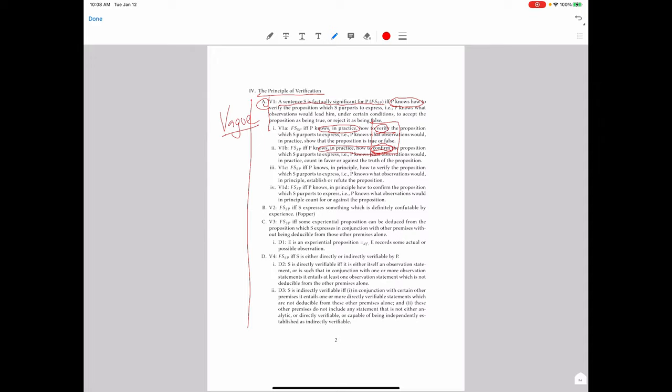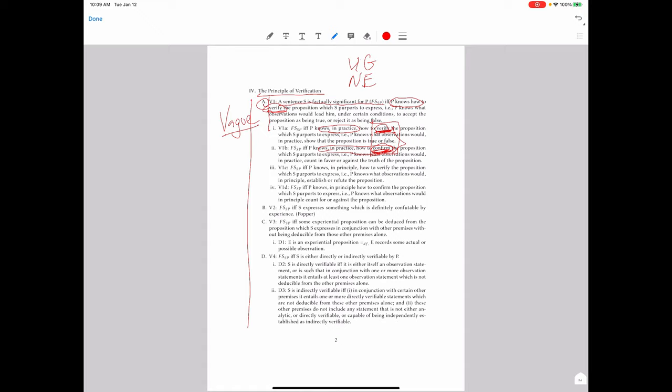Actually, it's not an ambiguity because A is clearly formulated in the language of verification. But you can imagine weakening this. So you say, well, I can't verify it, but I can confirm it. The reason for this distinction, by the way, has to do with universal generalizations and negative existentials. So a universal generalization, all ravens are black. How do you verify that?